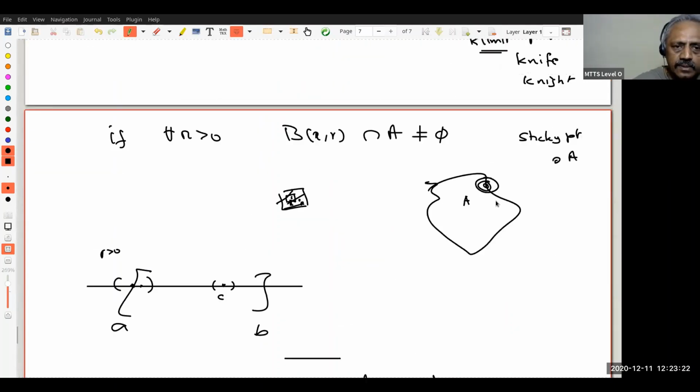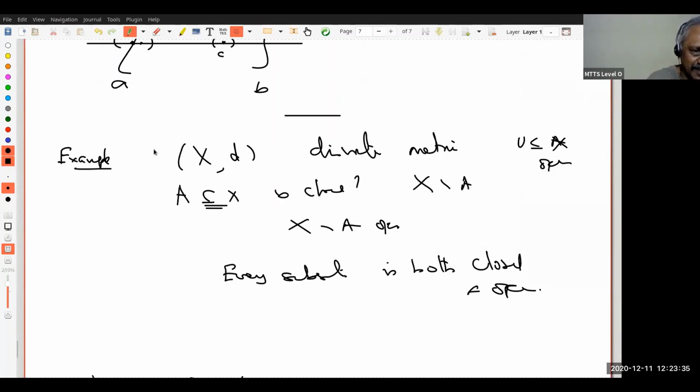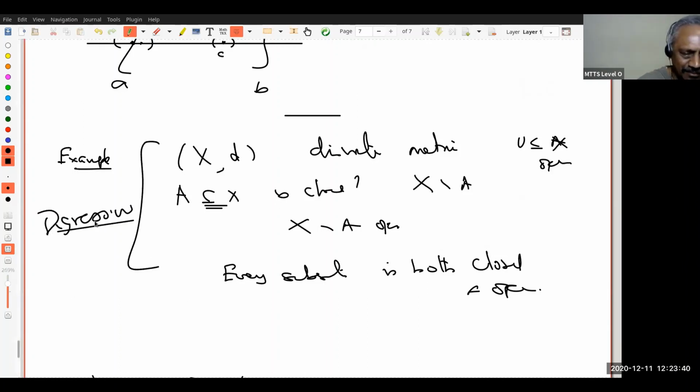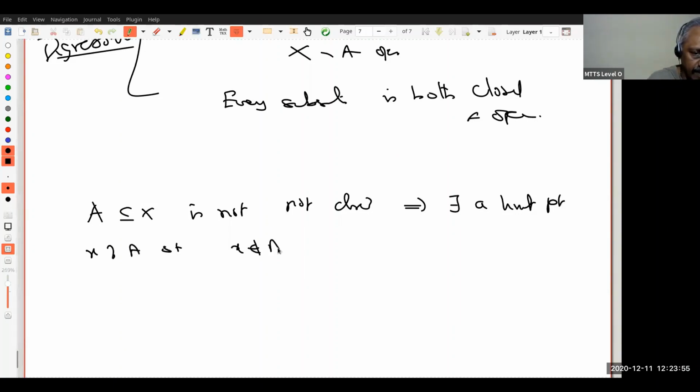Okay. So this is the definition of limit point. I'm digressing. This was a digression because I forgot this example. I just now remembered, but I'm going back to the original thing. So A is not closed implies what? There exists a limit point x of A so that x is not in A. That's all we proved.